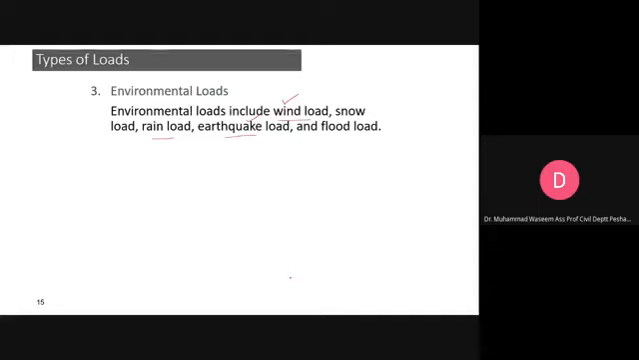The third category of load is the environmental loads. The environmental loads include wind load, snow load, rain load, earthquake load, and flood load, but our focus in this category will be on the wind load and the earthquake load.